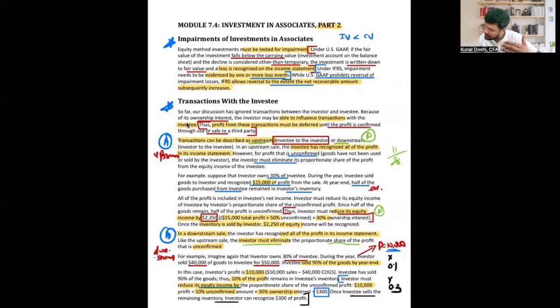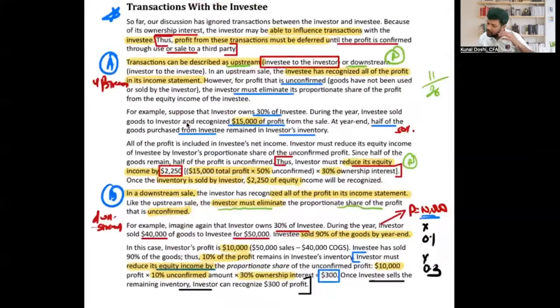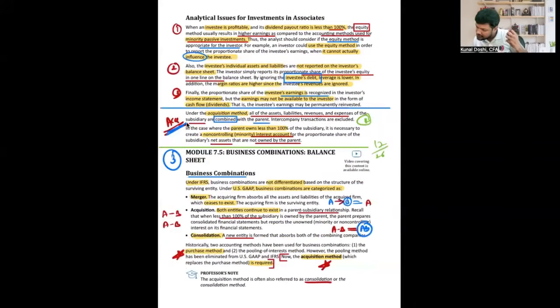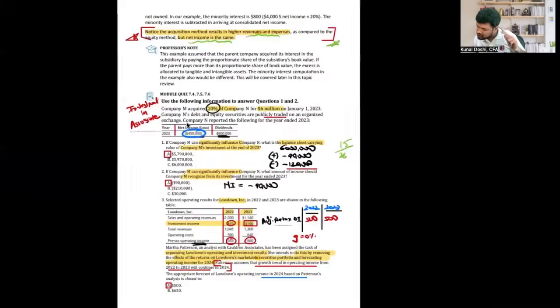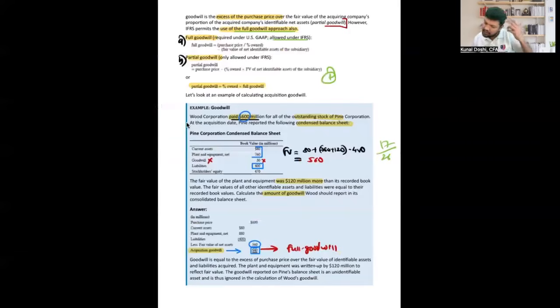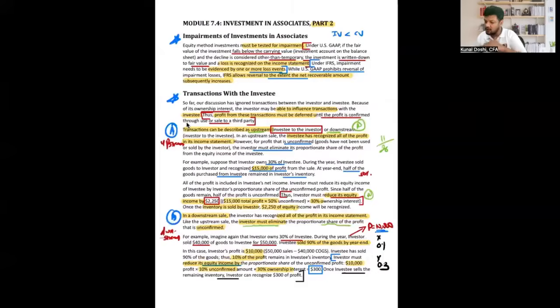What is full goodwill and partial goodwill? Let me take you to that point. Where is this full goodwill and partial goodwill? Okay, business combination. Do we have it here? Okay, that we will see later. Let's go in the flow.